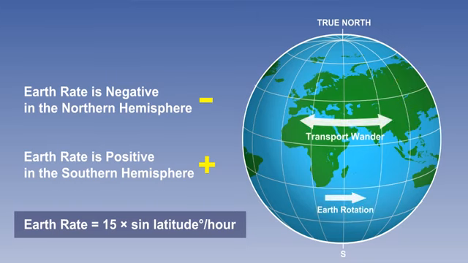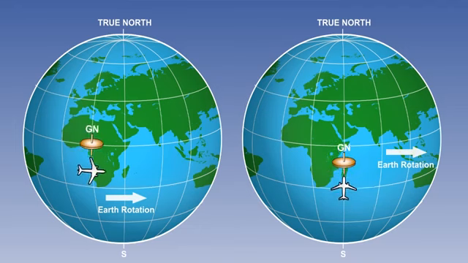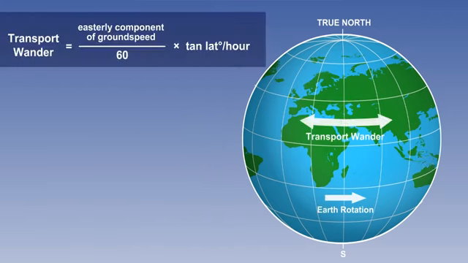Note that transport wander occurs when the gyro is transported in an easterly or westerly direction across the Earth at latitudes other than the equator. At the equator, transport wander will be 0. It will also not occur on flights along a north-south meridian. The formula for transport wander is: transport wander equals the easterly component of ground speed divided by 60, times the tan of the latitude, in degrees per hour.